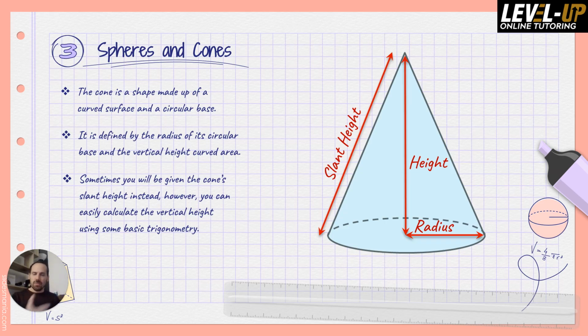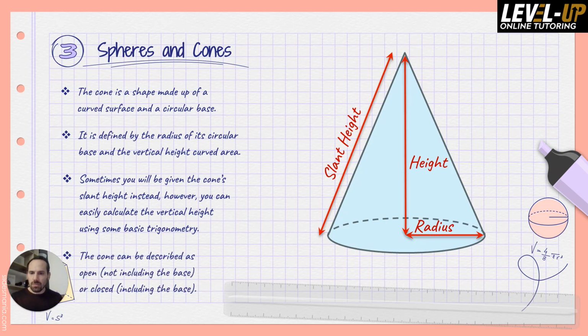We need the appropriate information. Say if we're trying to calculate surface area or volume, we're going to take a look at that soon enough. But using some basic trigonometry, we can convert between the slant height and the regular height. We haven't seen that yet, but we will do soon enough.